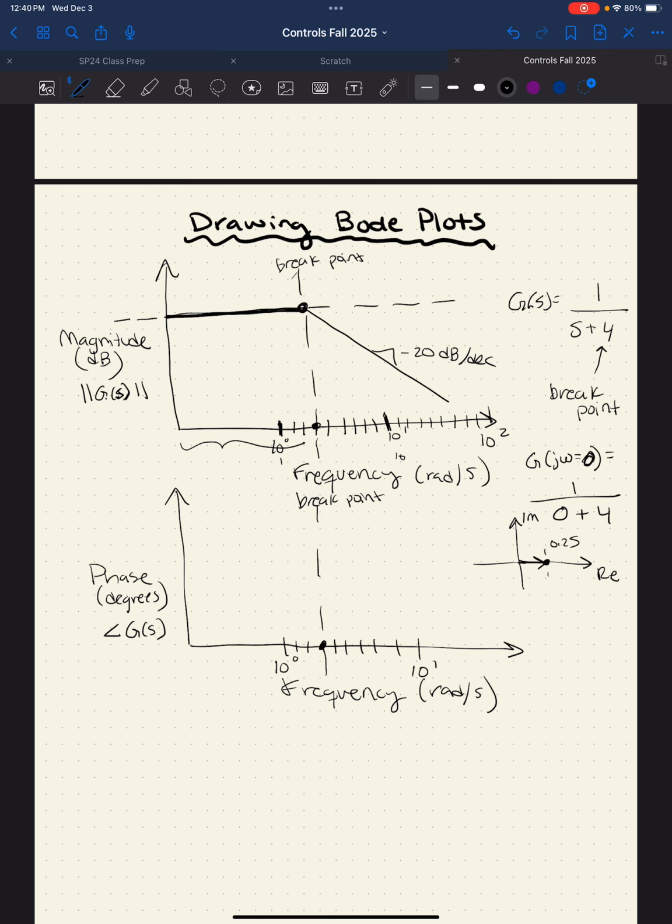And so you can think about the magnitude of this vector and the angle that this vector makes with the real axis. So the magnitude is simply 0.25.